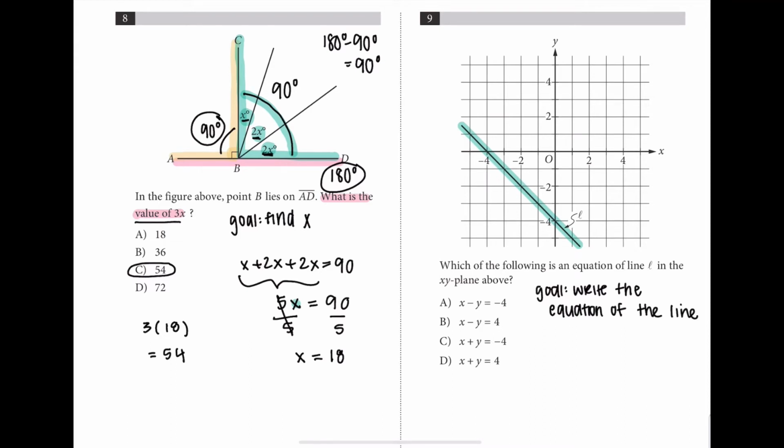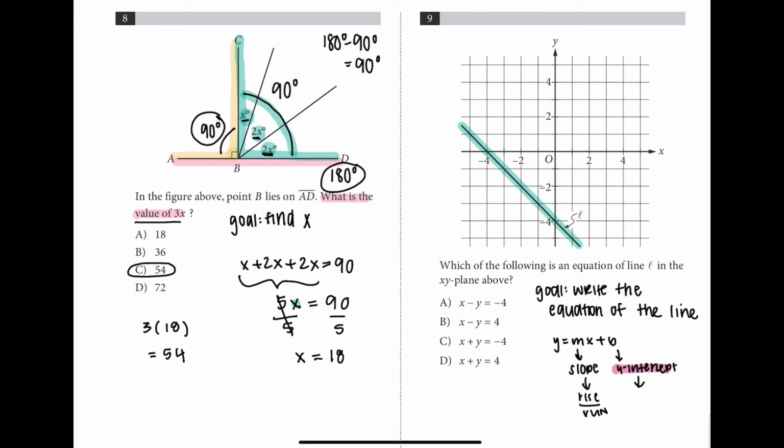If you recall, the equation of a line is going to be y equals mx plus b, where m is your slope, which is just rise over run, and b is your y-intercept. And all a y-intercept is, essentially, is the point on the y-axis where the line touches. So I'm actually going to look for that first. So let's look for our y-intercept.